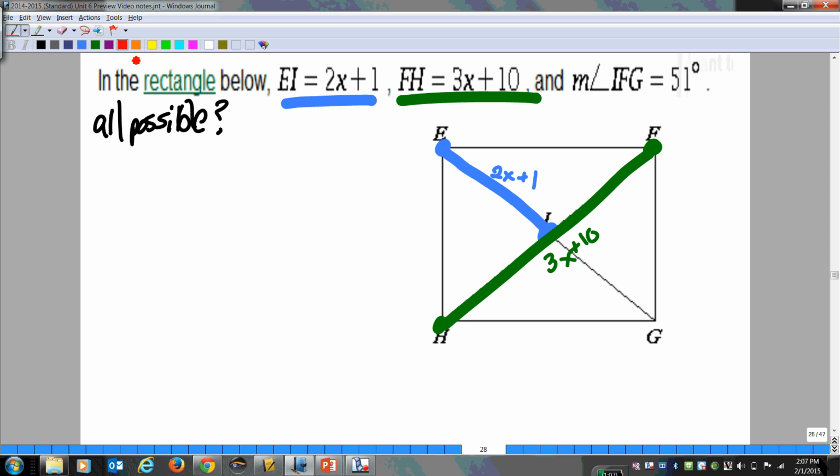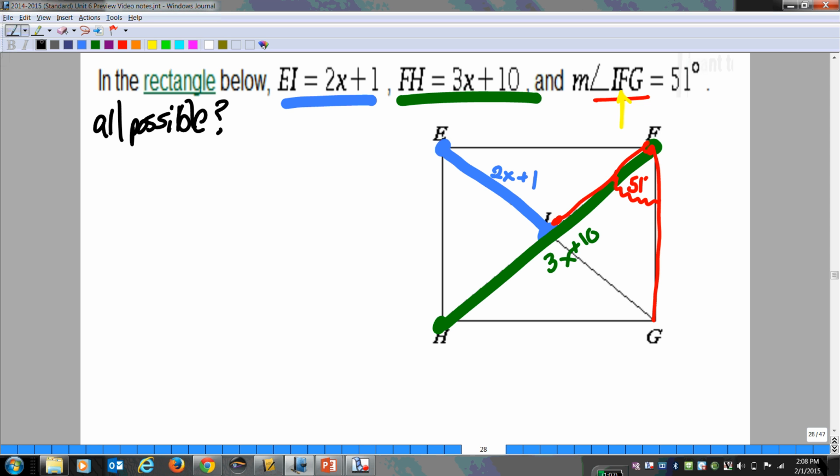And then I have this angle here, IFG. You dot to dot, trace and sweep the elbow of that angle, and the elbow is always going to be that middle letter. So I start at I, go to F, I go to G, my elbow is right there. The elbow is always the center letter. That's going to be 51 degrees. Our goal is to find everything possible.